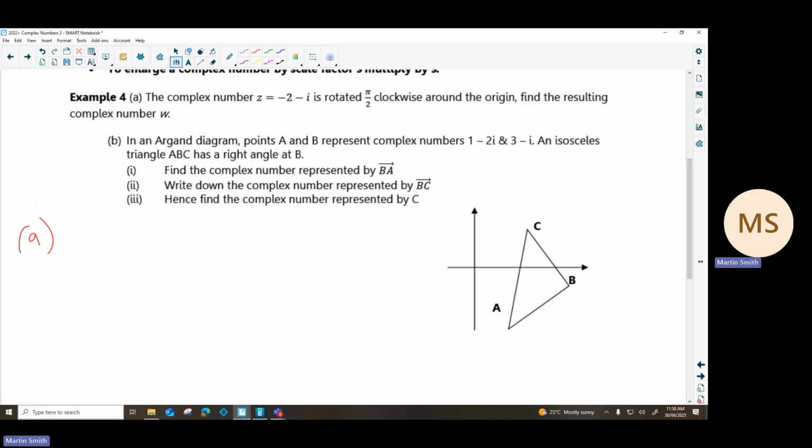So part A says the complex number z, which is minus 2 minus i, is rotated by pi over 2 radians clockwise about the origin. What's the complex number you end up with?